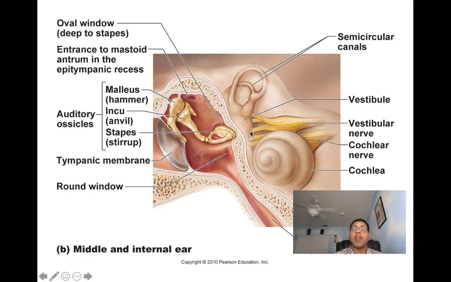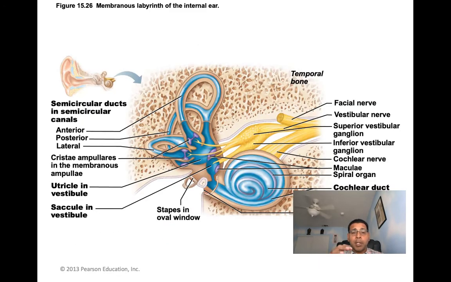We'll start off with the vestibule. When we talk about the vestibule, I would like you to know that the vestibule contains two membranous labyrinth sacs, the saccule and the utricle. So let's move from this picture over to this picture where we can actually appreciate the inside now. Here we've got two membranous labyrinth sacs. This is one right inside of here, the utricle. And the second one we can appreciate right in here is the saccule.